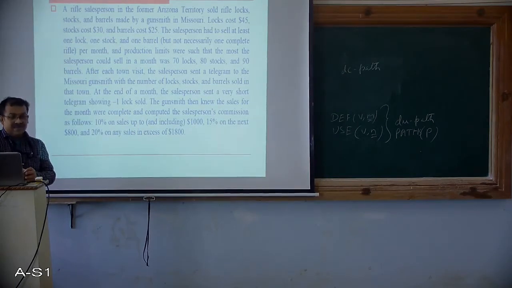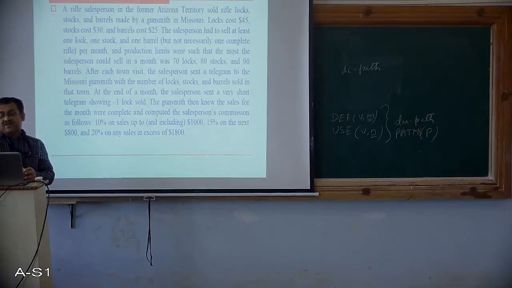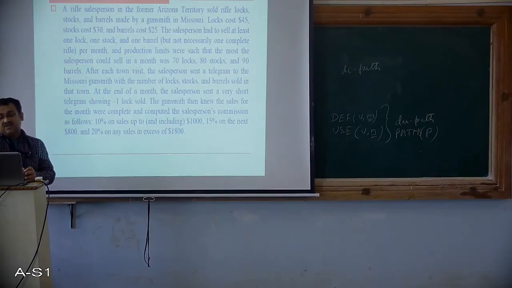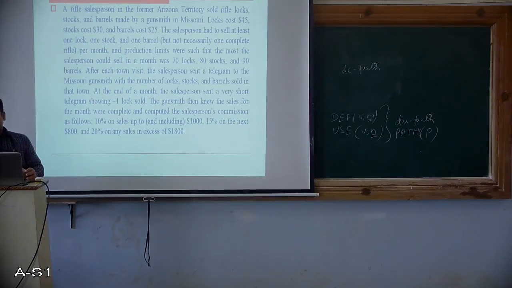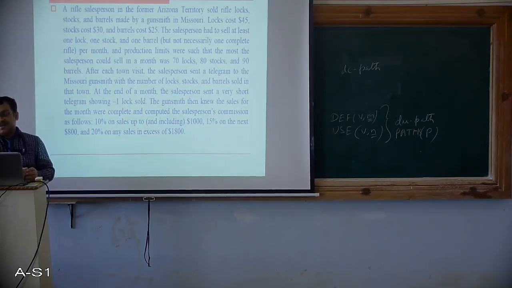So every salesperson has to sell at least one log, one barrel, one stock per month. And production limits were such that the most a salesperson could sell in a month was 70 logs, 80 stocks, and 90 barrels. So the maximum limit each salesperson can sell is 70 logs, 80 stocks, and 90 barrels. So these are the three components.